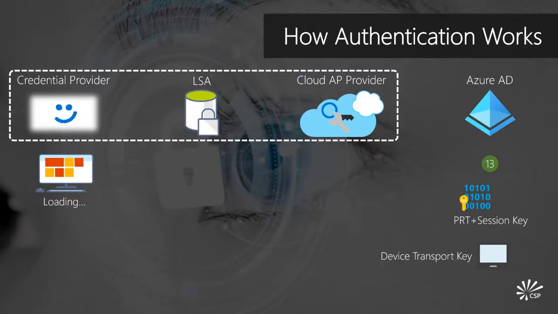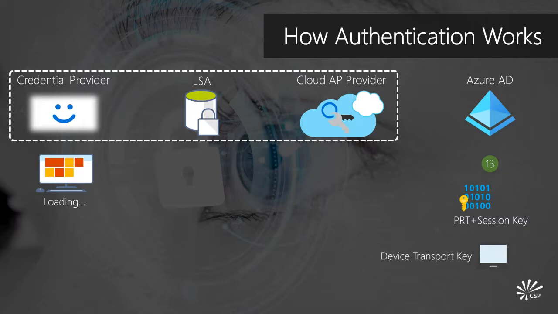But also remember that during the device registration process, the device sent up a device key, but it also sent up a transport key. It created two key pairs, right? The device key and the transport key. So it also sent up its transport public key.